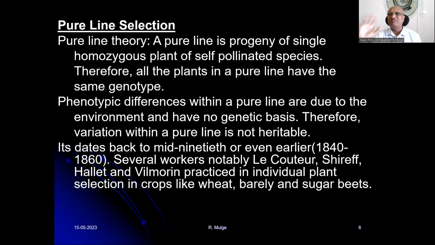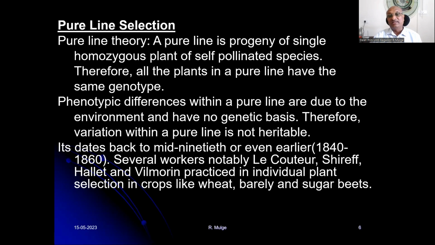All the plants have got the same genotype. Any difference you are seeing morphologically is because of the environment, and that is not heritable. So it dates back to the mid 19th century or even earlier, that is from 1840 to 1860.